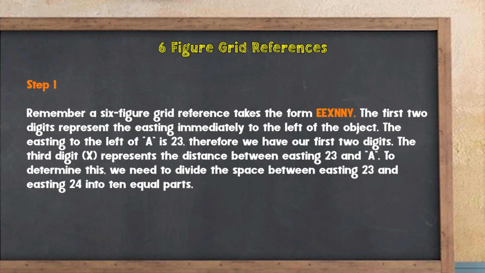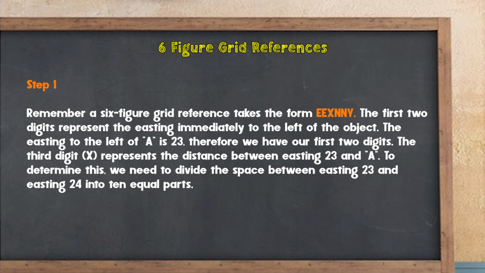Step 1. Remember, a 6-figure grid reference takes the form EEXNNY. The first 2 digits represent the easting immediately to the left of the object. The easting to the left of A is 23. Therefore, we have our first two digits. The third digit, X, represents the distance between easting 23 and A.